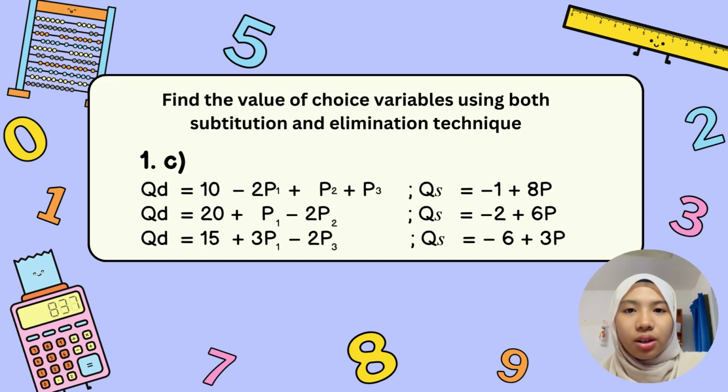The question is given to find the value of the choice variables using both substitution and elimination. Given QD1 equal to 10 minus 2P1 plus P2 plus P3. QS1 equal to negative 1 plus 8P1. QD2 equal to 20 plus P1 minus 2P2. QS2 equal to negative 2 plus 6P2. QD3 equal to 15 plus 3P1 minus 2P3 and QS3 equal to negative 6 plus 3P3.